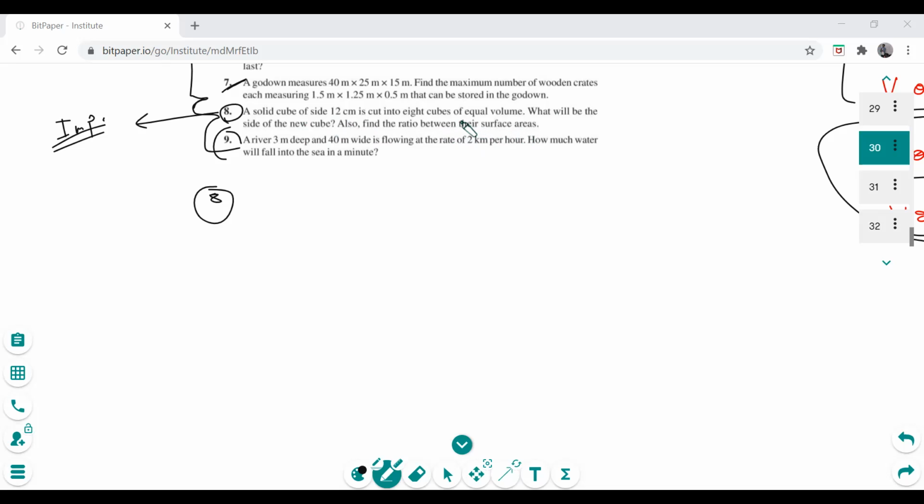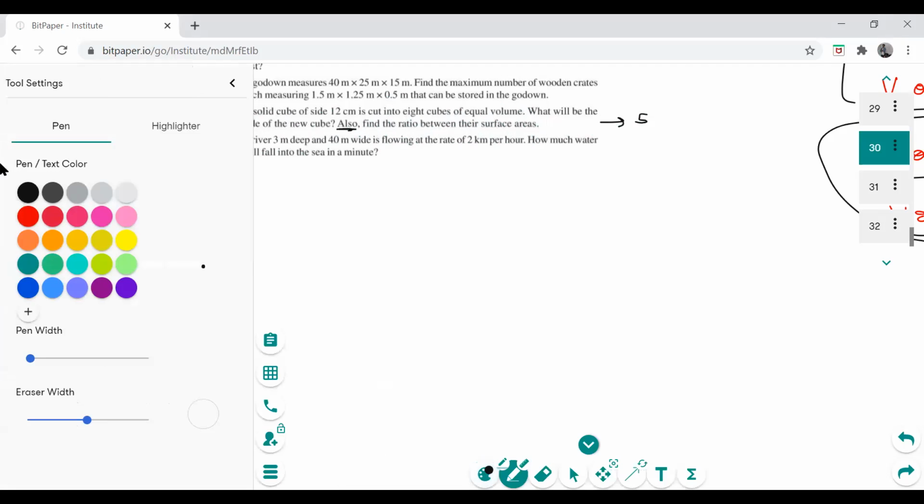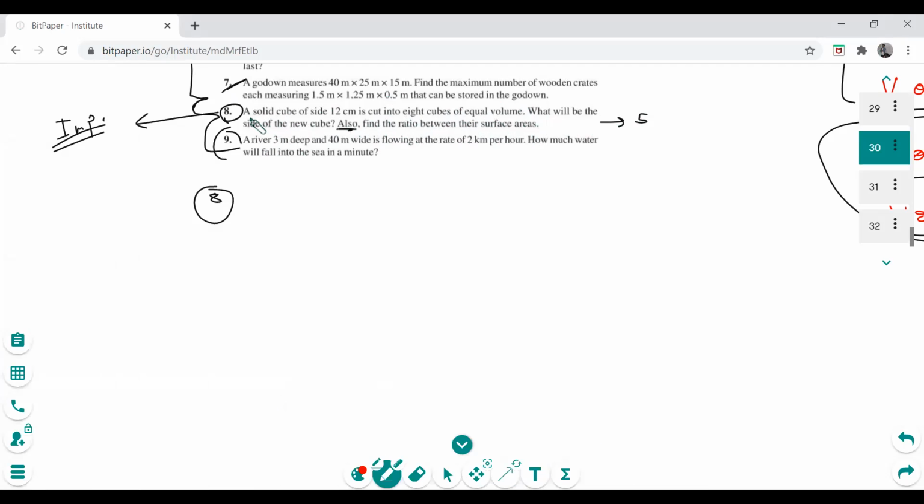So this question comprises a couple of questions. That's why this is important. If this question comes in your exam, you can be assured that you will fetch 5 marks, because this question is taking parts. What will be the side of the new cube? Also, there is another part: find the ratio between their surface areas. So let's break it down in a couple of ways and see what we can understand here.